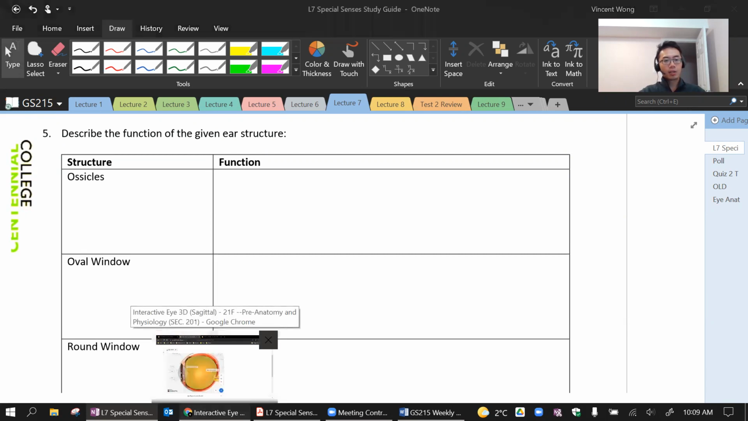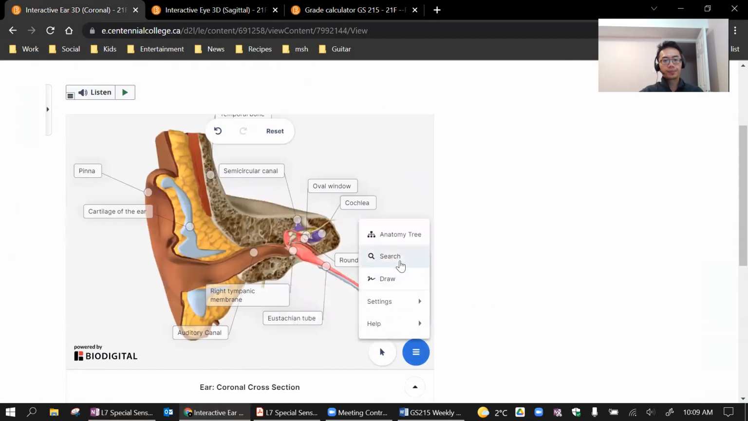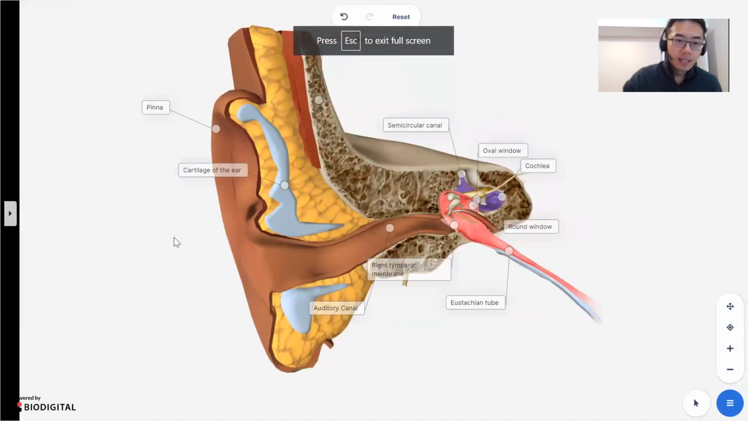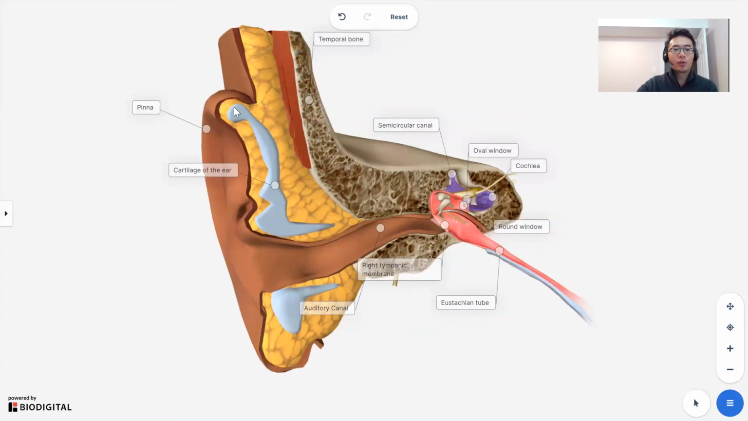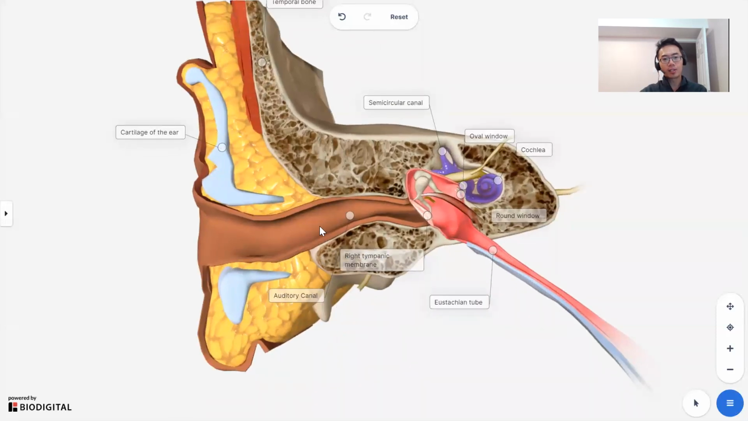Okay, quick overview for the ears before we fill it in. So we have the external ear, which contains the visible part of the ear. We call that the pinna, P-I-N-N-A, pinna. This is the ear canal, right? Where the sound is going to go in. When you use your Q-tip to clean your ear, you're basically cleaning the auditory canal. Okay, that's also part of the external ear.